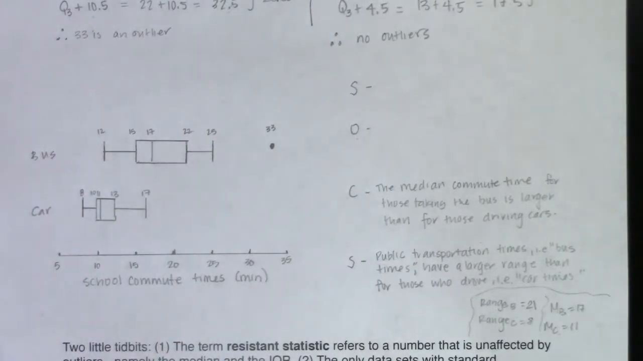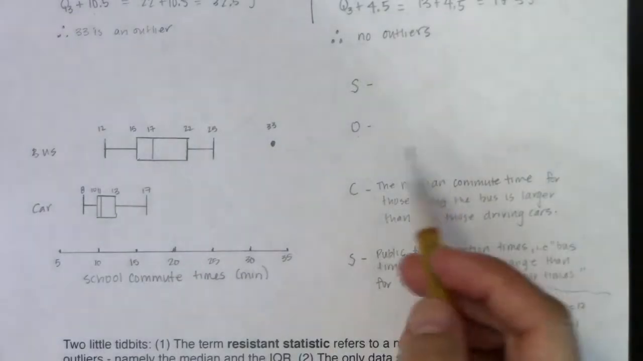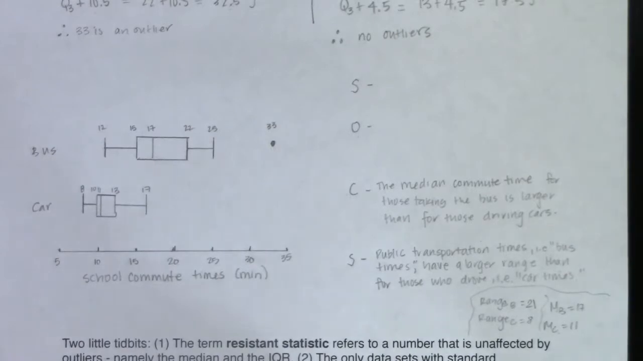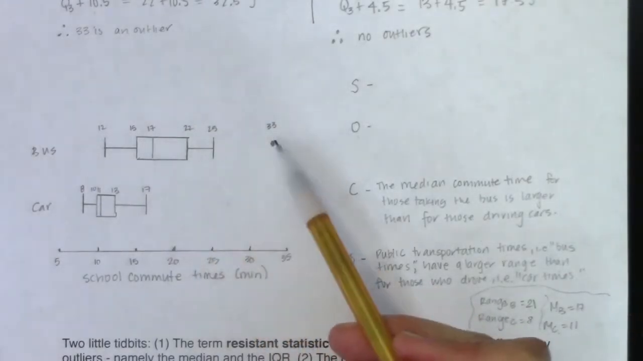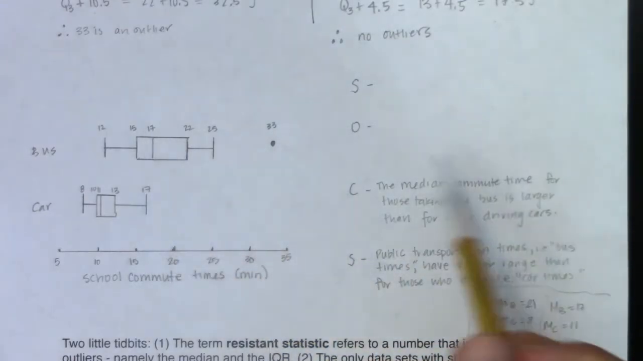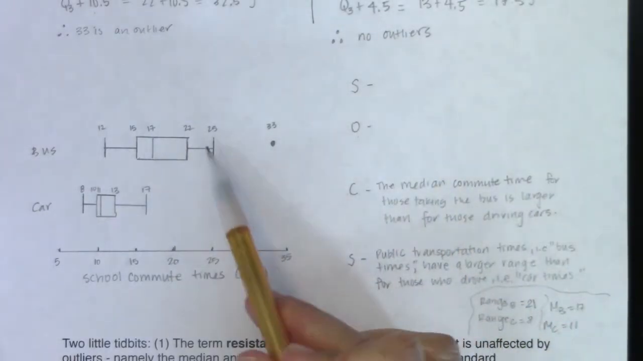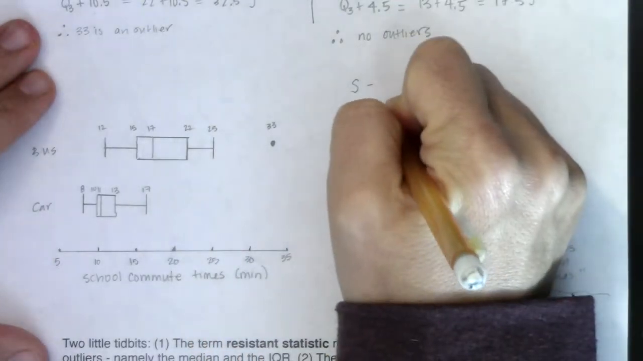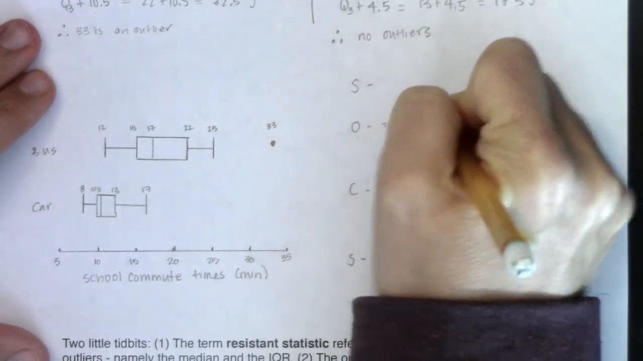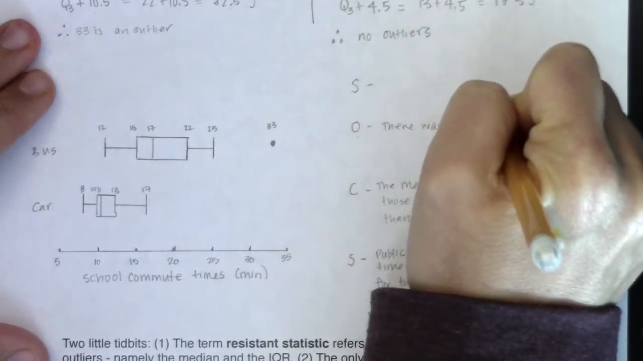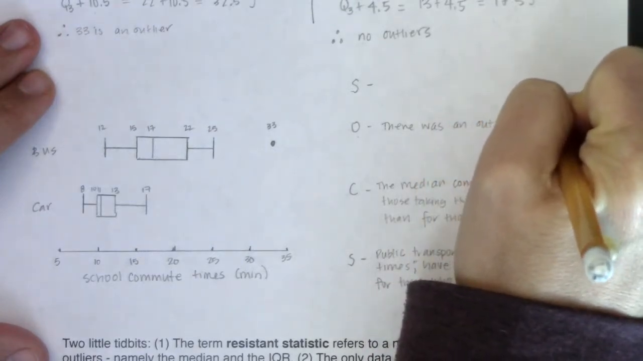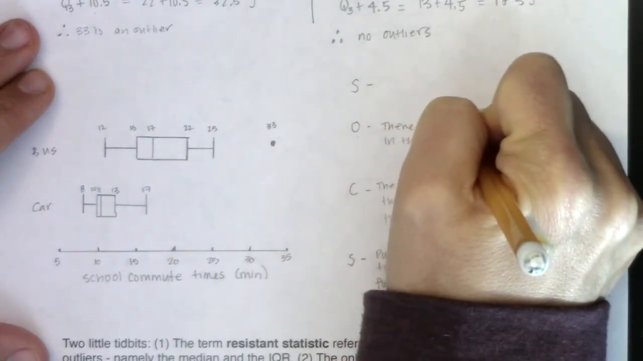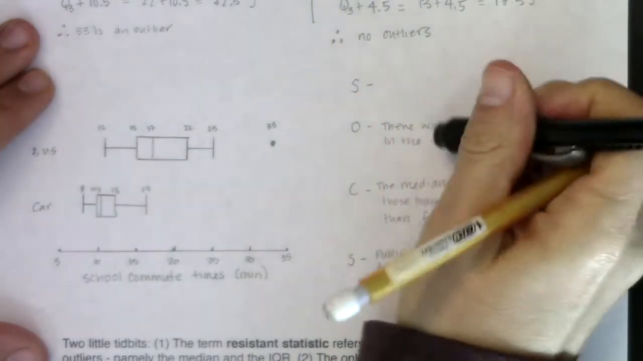All right, so we're getting there. We've got two of these done. We can talk about outliers now. We have enough number crunching under our belt to address outliers. So if I look at this, one data set had an outlier and one didn't, and that's what I want to report. So I will say there was an outlier present in the bus data, but not in the car data.